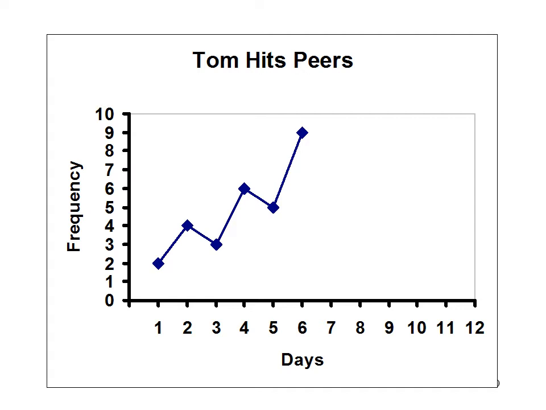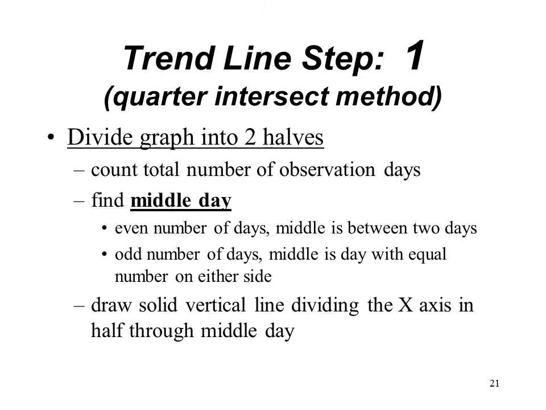However, sometimes when we graph data, it bounces around so much that it's hard to make a clear statement about whether it's going up or down. That's when some other tools become useful. There's a technique that we're going to use, and we'll use it with this simple example to draw a trend line, and it's called the standard quarter intersect method.